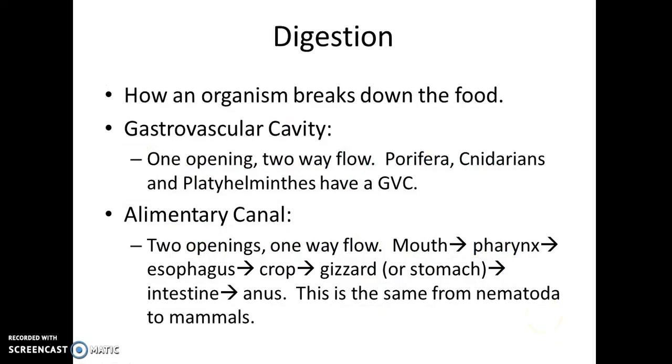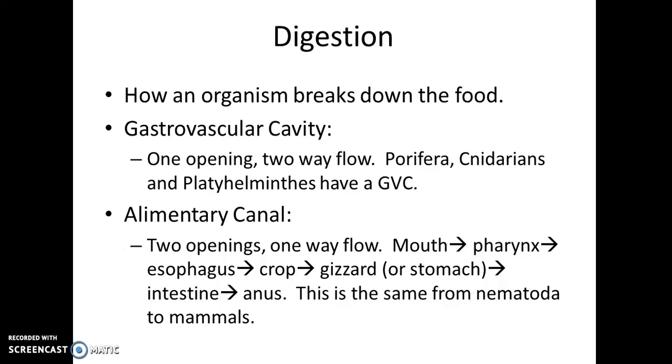So let's talk about body systems. Digestion is how an organism breaks down the food. In diploblasts and platyhelminthes, they have something known as a gastrovascular cavity, which means they have one opening and a two-way flow. So they have one mouth that goes into this giant sac. They have the digestive enzymes breaking it down, and then it comes back out through the mouth. Yum.